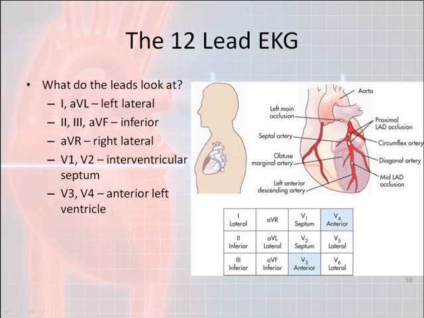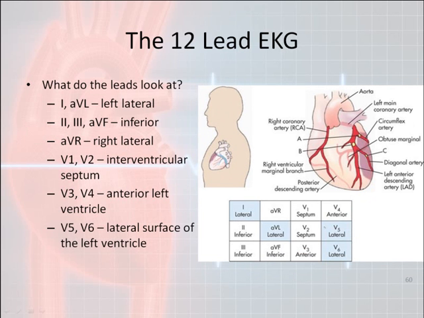If the patient is having a problem with the anterior left ventricle, remember this is not just the anterior aspect of the heart, it is the anterior left ventricle. These are the only 2 leads that are really separated. Everything else, the laterals, the inferior, the septal, they're all kind of bunched together. If you want to see if the person is having a heart attack in the anterior left ventricle, you look at V3 and V4. And finally, in the precordial leads, V5 and V6 are also considered left lateral.